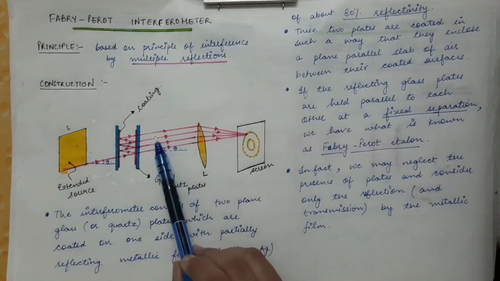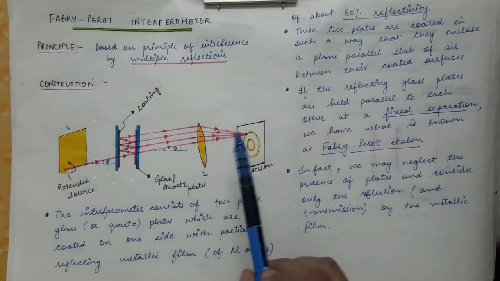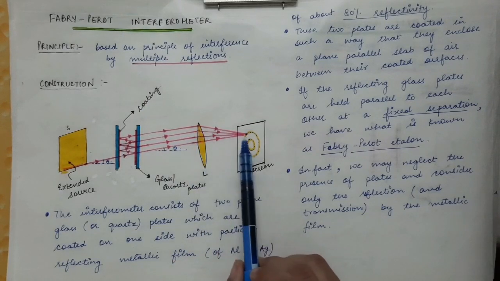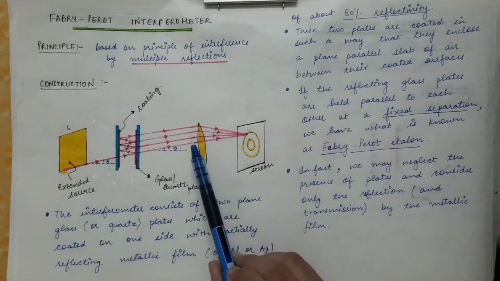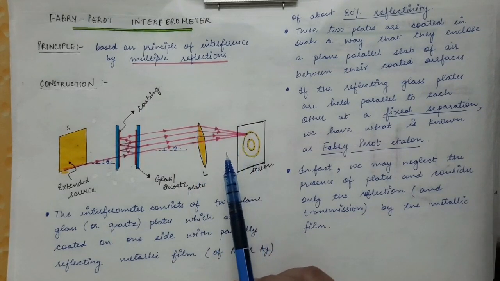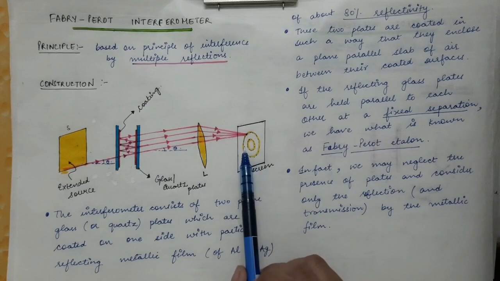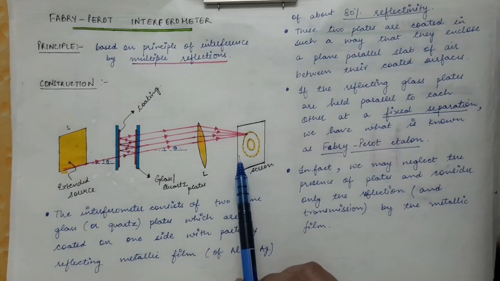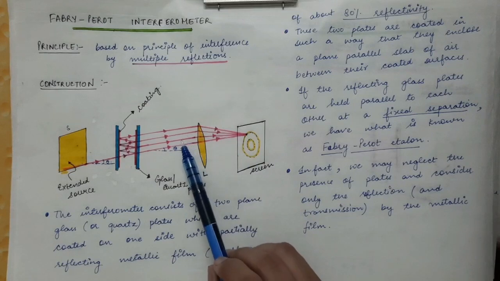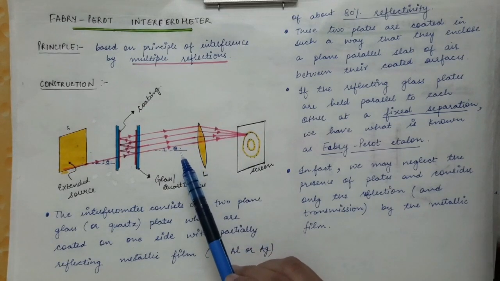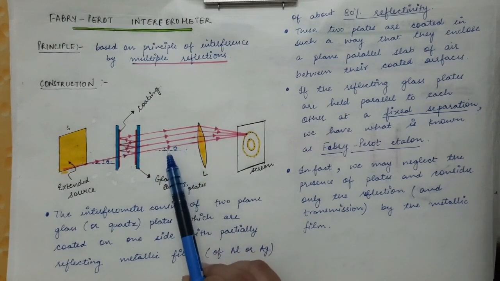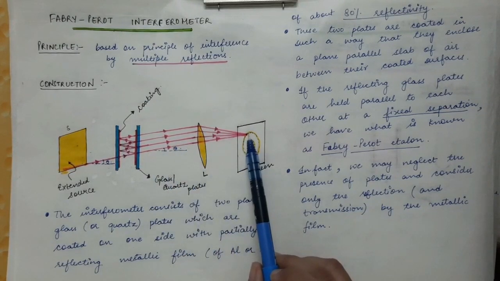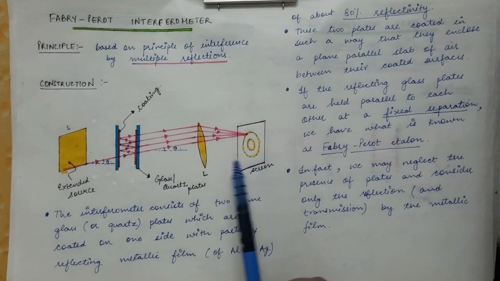These transmitted rays, which are parallel to each other, are made to converge at a single point on the screen with the help of a lens. When they converge, they will make up a fringe on the screen, and the type of the fringe, that is the bright or the dark fringe, will be decided by the path difference between these rays. These parallel rays make an angle of theta, and hence they will converge at a single point on the screen and make up a fringe.